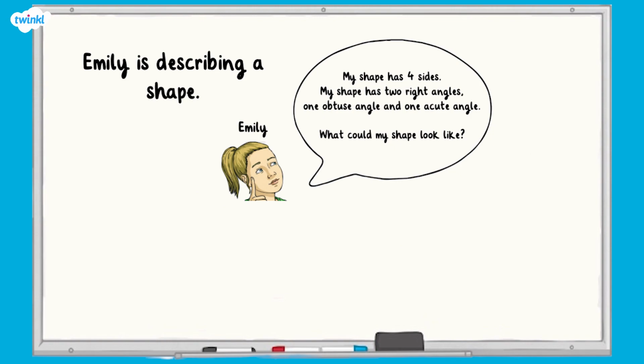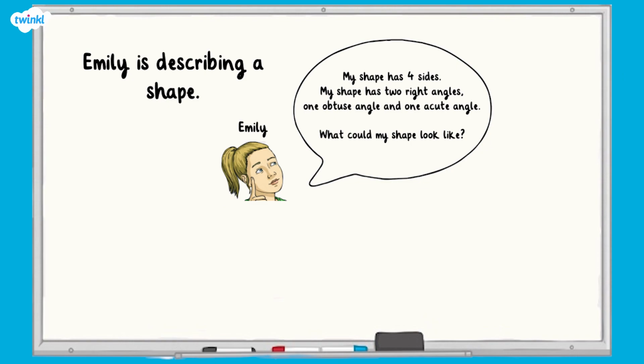For our final challenge, let's see if we can apply our learning to a question involving both lines and angles. Emily is describing a shape. My shape has 4 sides. My shape has 2 right angles, 1 obtuse angle and 1 acute angle. What could my shape look like? Pause the video now whilst you try to draw the shape that Emily is describing.